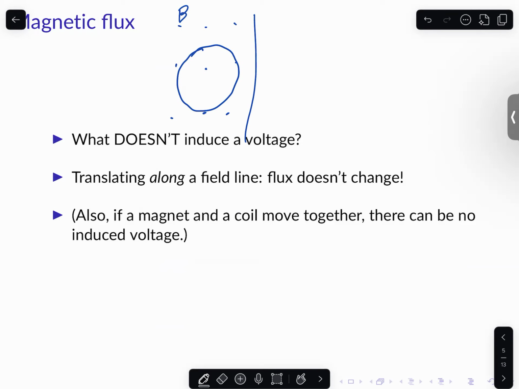Okay, so moving along a field line. Do you guys know the word translating in this context? Translating, moving straight along a field line, no change in flux.